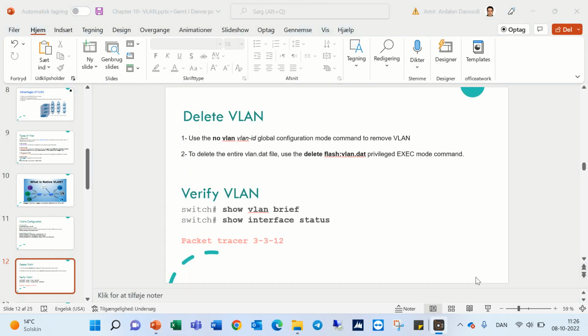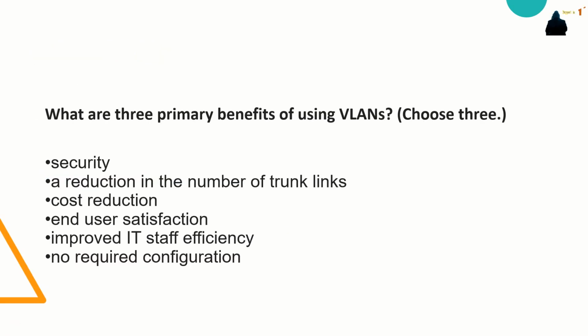Yes, we should come back to quiz time. This is quiz time for VLAN. In the first quiz, what are the 3 primary benefits of using VLANs? Security, yes. Reduction in the number of trunk links, no. Cost reduction, yes, because we have removed some switches. We can use only one switch instead of 3 or 4 switches, and also we can remove the router, yes.